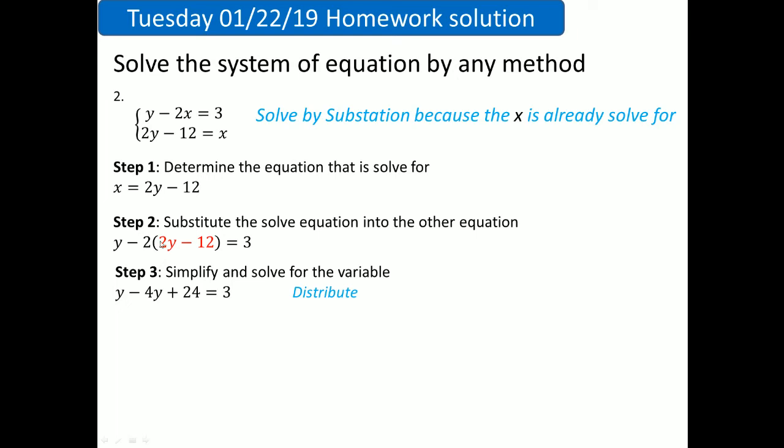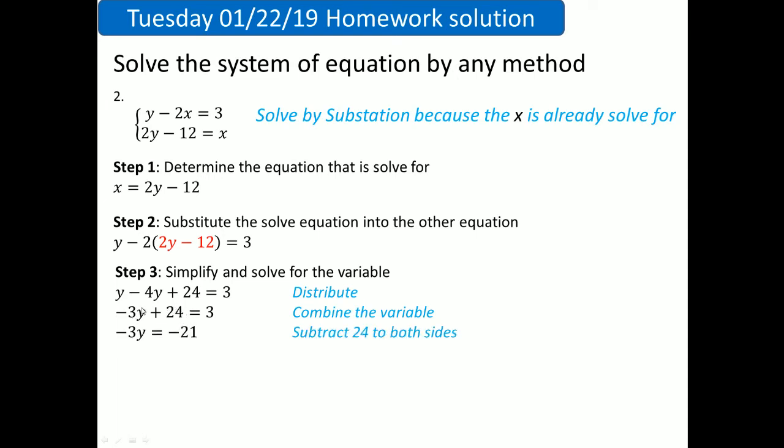Negative 2 times 2y is negative 4y. Negative 2 times negative 12 is 24. That is the distributive step. Then we could combine the variable. Y minus 4y is negative 3y. Then we combine the constant.